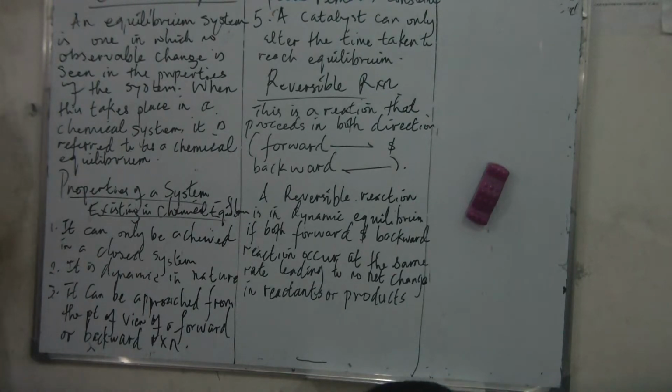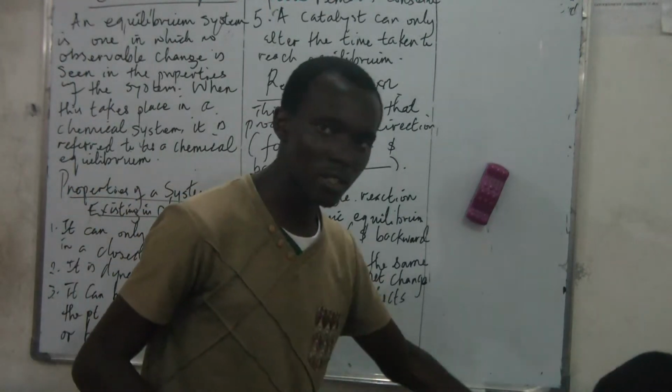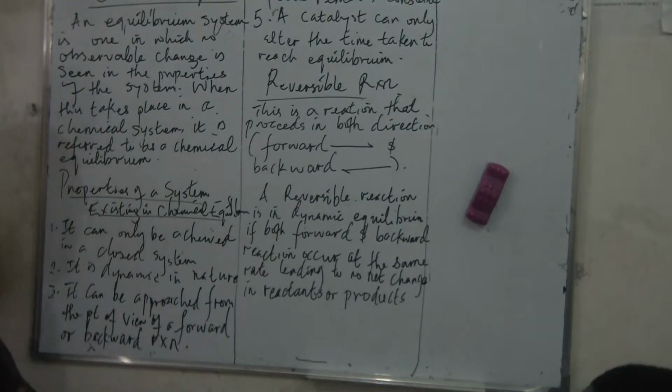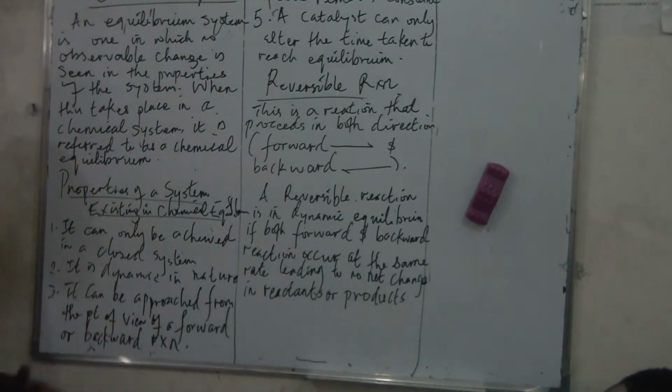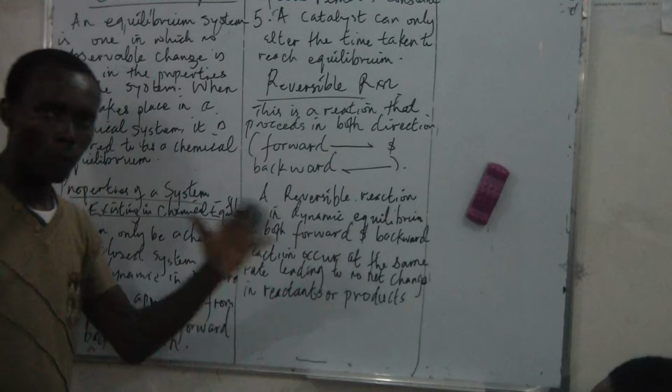The next thing I want us to look at today is the properties of a system that exists in chemical equilibrium. If you are given a system, how do you determine if that particular system is in chemical equilibrium? There are some things to look out for. In your JAMB questions, for instance, if you see a question asking you, is this system in chemical equilibrium? There are some conditions that must be met before we can conclude that the system is in chemical equilibrium.